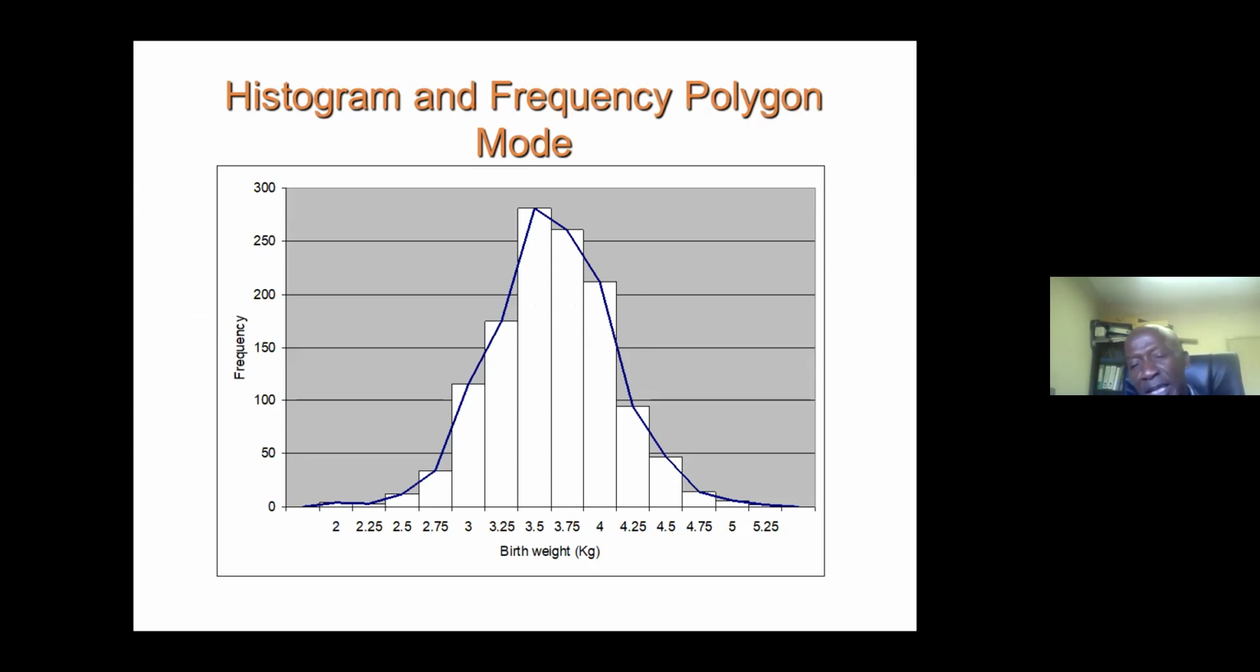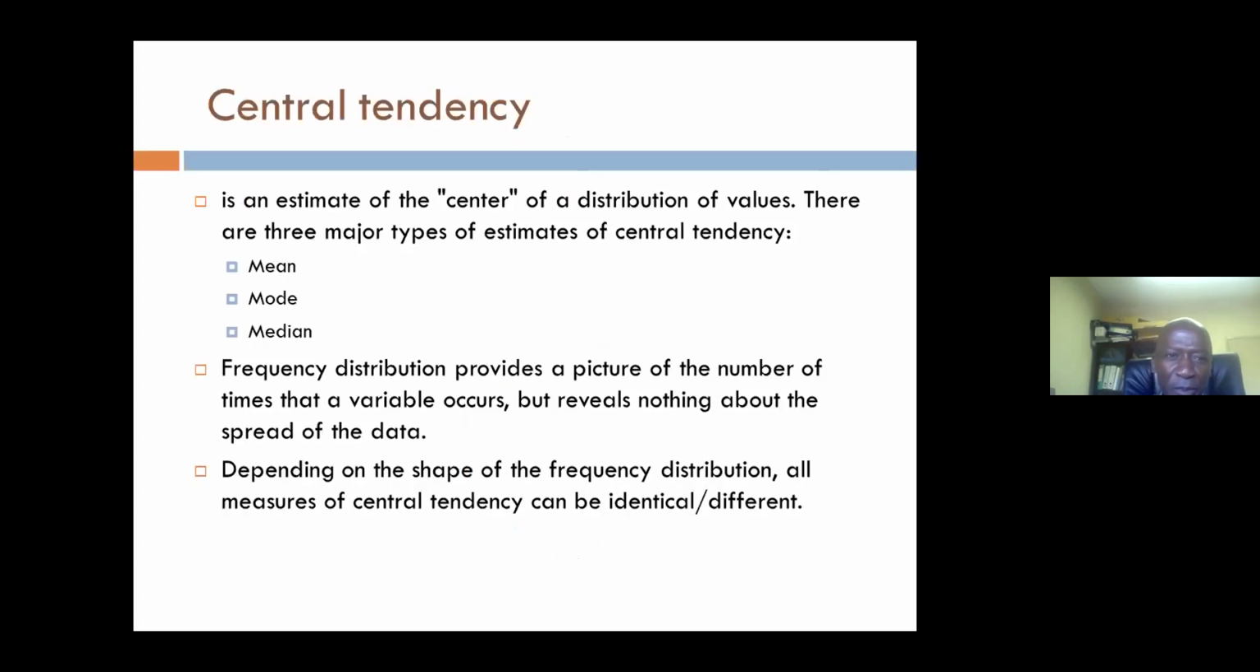So all these different types of graphs help us have an in-depth view of the way variables of interest are distributed. So that's showing the birth weight in kilograms. So you can see that most of the babies there, the majority. So you can say that's a symmetrically distributed distribution, showing the distribution of birth weights in a given population.